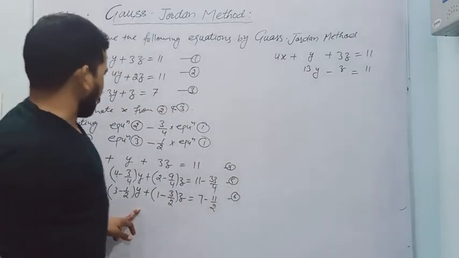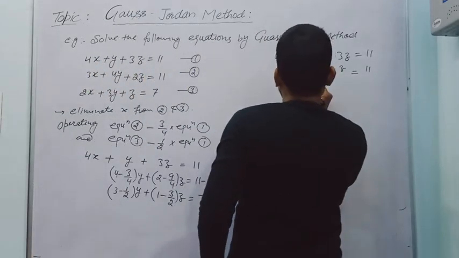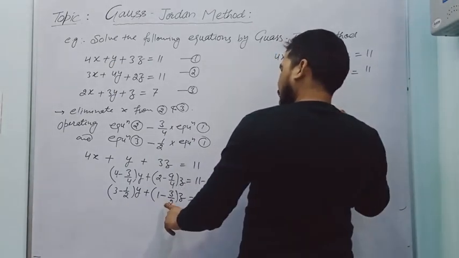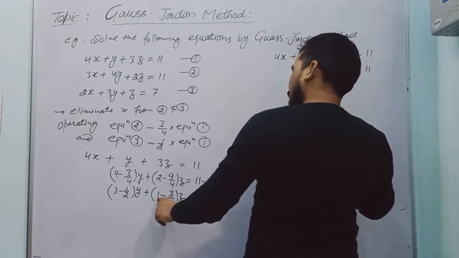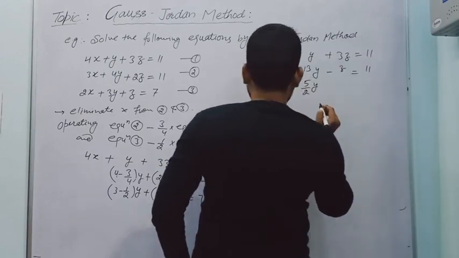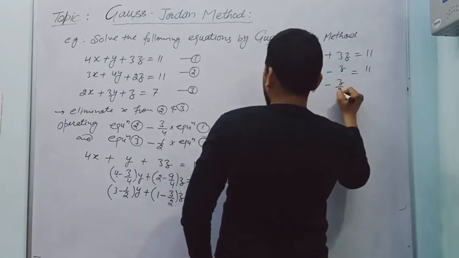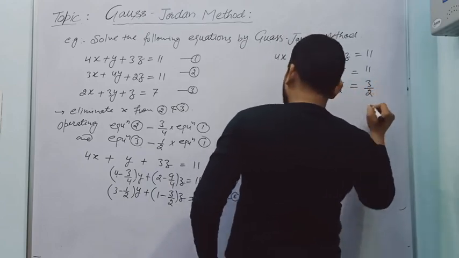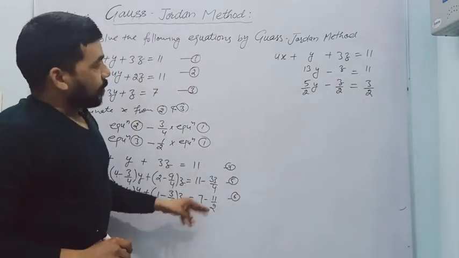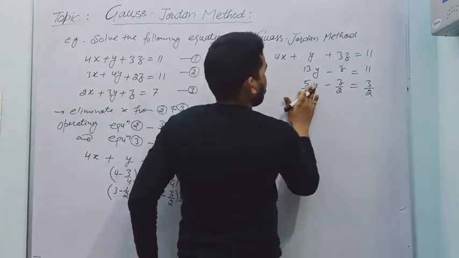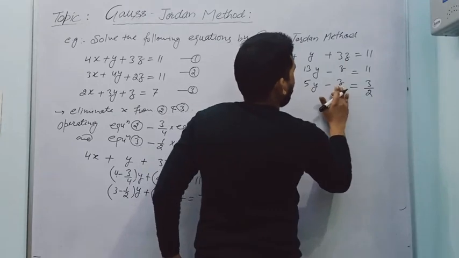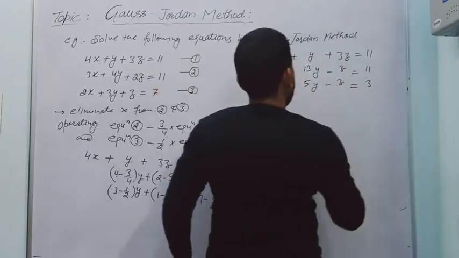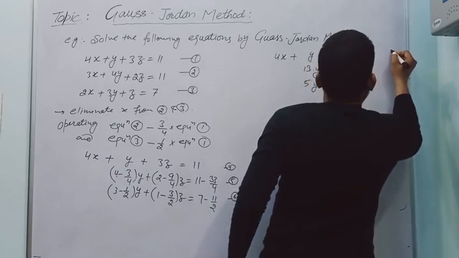Now if we talk about the third one, 3 minus 1 by 2, that will be 5 by 2 y, plus 1 minus 3 by 2 is minus 1 by 2 z, so minus z by 2, equal to 7 minus 3 by 2. Taking the LCM and cancelling out both sides, that will be 5y minus z equals 11 by 2... This will be the equation. Okay, now I have the equations 4, 5, 6. This is 7, 8, 9.